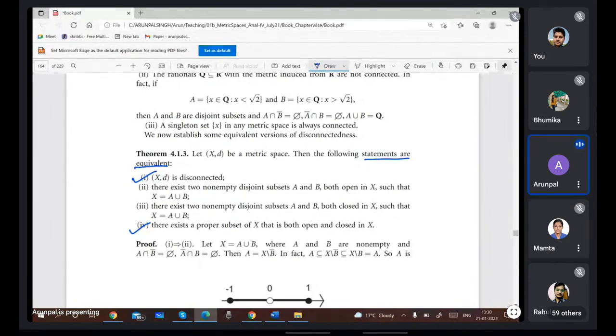Yes, sir. So the same thing I can say: a metric space (X, d) will be connected if it has no proper subset which is both open and closed. It means if a metric space is connected, then the metric space itself and the empty set are the only sets which are both open and closed. Is this okay, Rahul? Mamta, is this okay now?